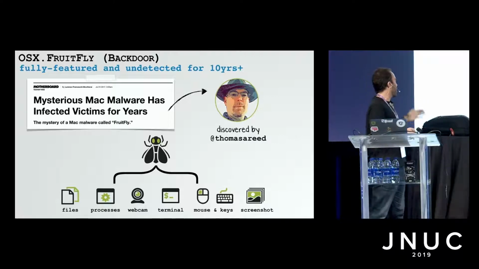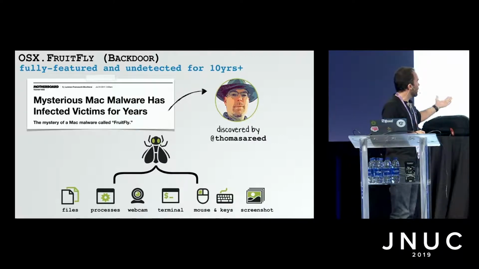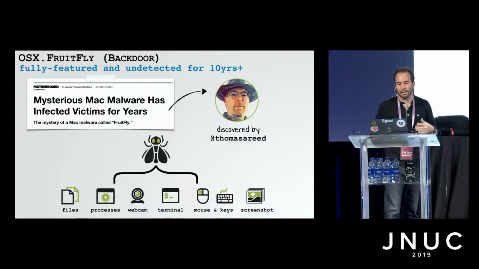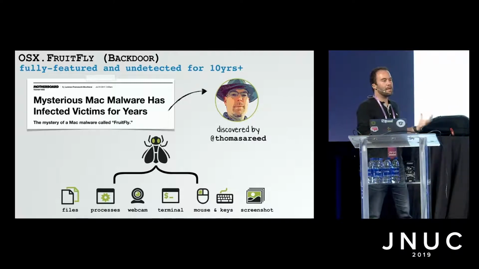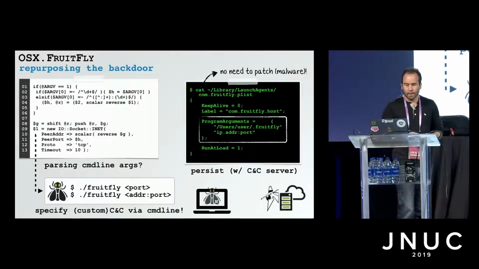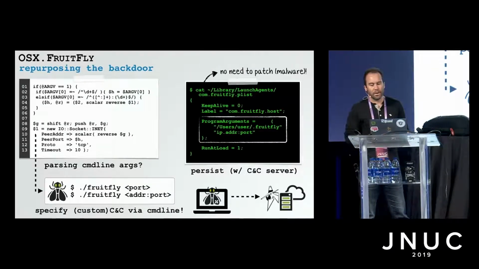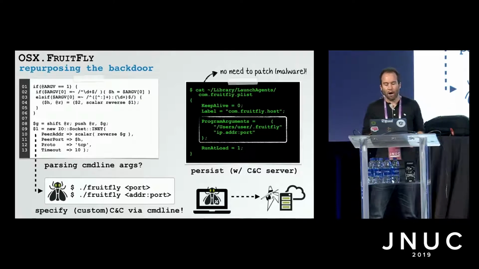We can see, for example, it has the ability to turn on the webcam, move the mouse and the keyboard, and take screenshots. So again, from a hacker's point of view, writing a piece of malware like this is going to take a lot of work. So if someone has already done all the hard work, why not piggyback or leverage that? Fruitfly, as I mentioned, is written in Perl, though it's fairly obfuscated.